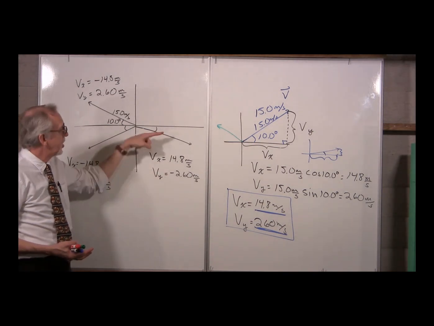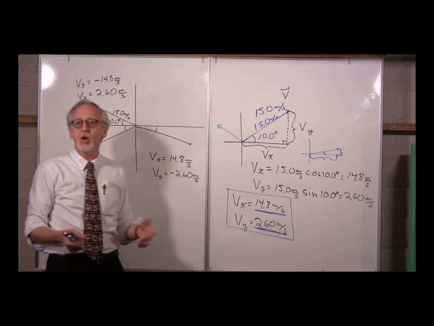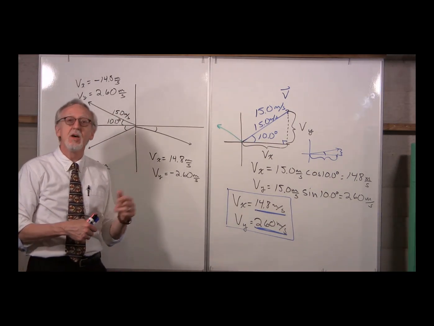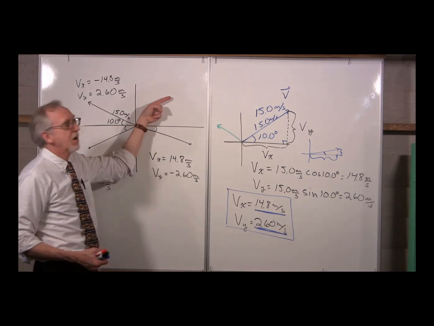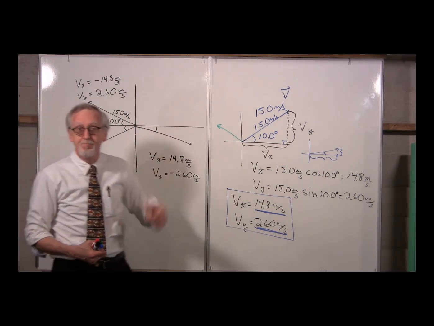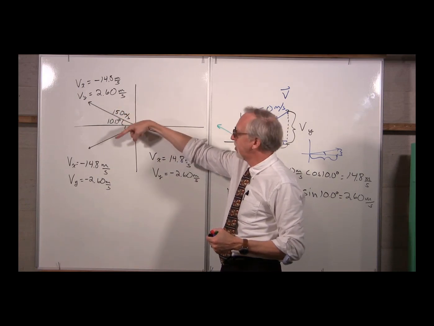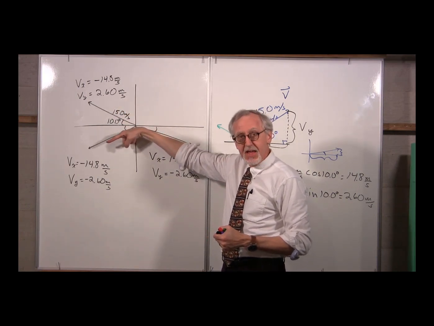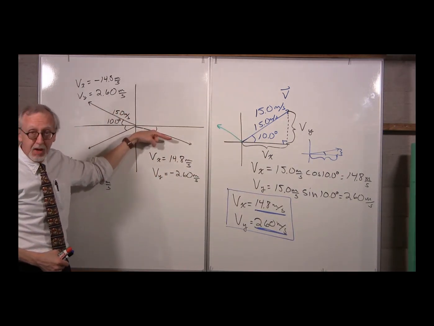What about this vector, 10 degrees below the x-axis? Well, now it's pointing to the right, again, so Vx is positive, but it's still pointing down, so Vy is negative. So the quadrant in which the vector is pointing determines whether Vx is positive or negative, and whether Vy is positive or negative. First quadrant, positive x, positive y. Second quadrant, negative x, positive y. Third quadrant, negative x, negative y. Fourth quadrant, positive x, negative y.